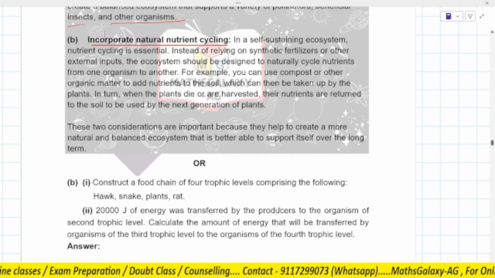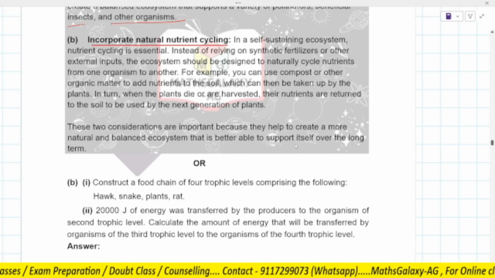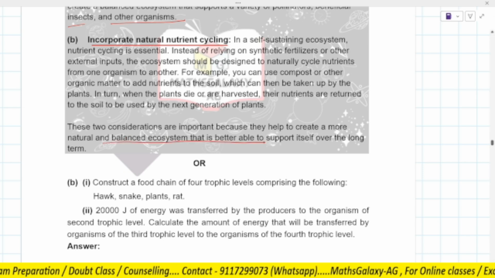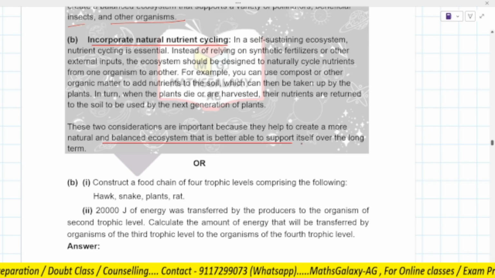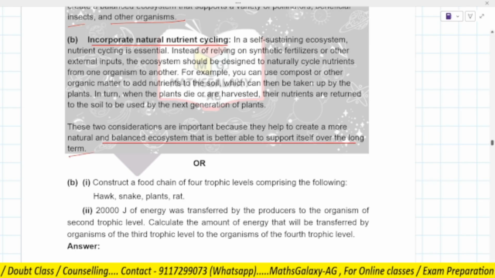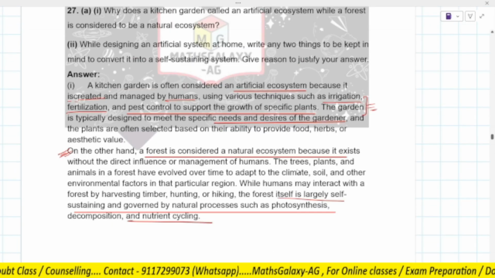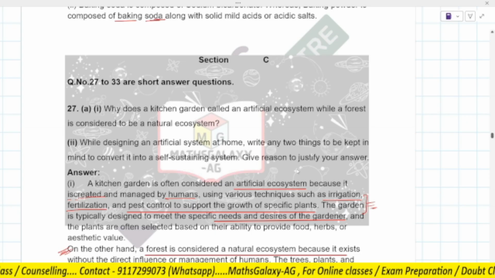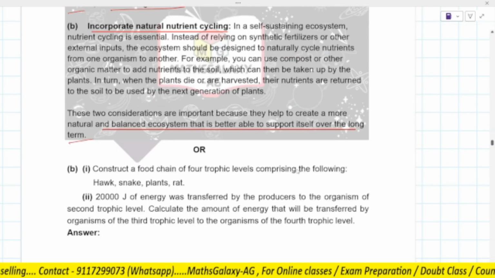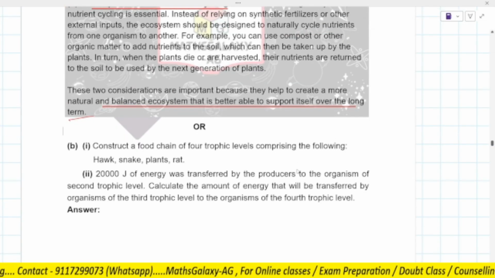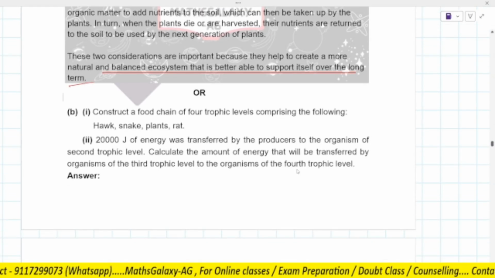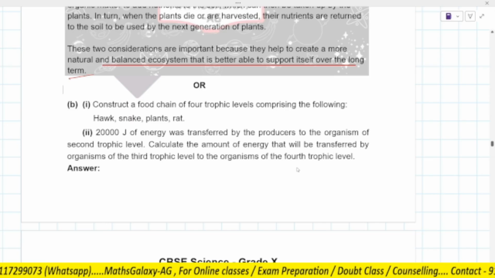So these two considerations are important because they help to create a more natural and balanced ecosystem that is better able to support itself over the long term. Is it clear? Now let's see here. This is the B part. That was part A for question number 27, and here it's part B. You have to do only one of them, either A or B, in the exam. But let's see the explanation for the B part also.